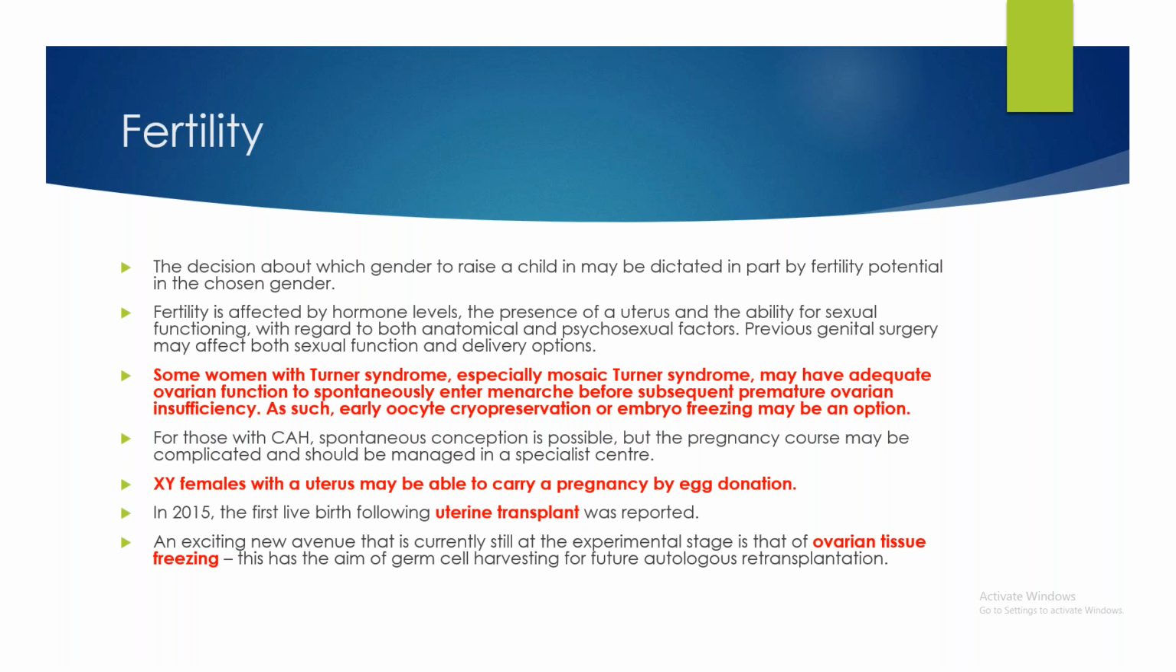XY females with a uterus might be able to carry a pregnancy by egg donation. Now in 2015, a live birth after uterine transplant was reported. So this is again a new avenue. Another option is ovarian tissue freezing in childhood, with germ cell harvesting and future autologous transplantation. So preservation of ovarian tissue and then retransplantation. These are the options for fertility.